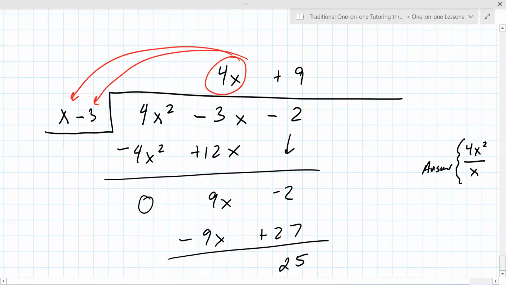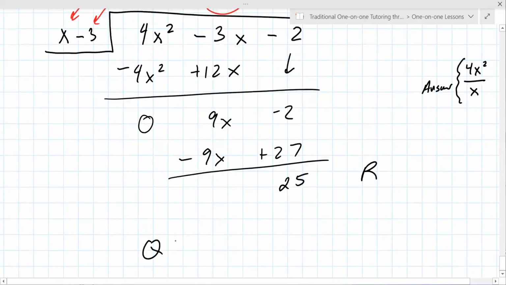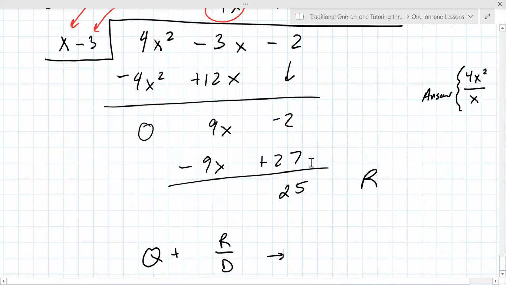Okay. So this up here is your quotient. This is your remainder, and this is your divisor. Right. So you write your answer as quotient plus remainder over divisor, which is 4x plus 9 plus 25 over x minus 3.